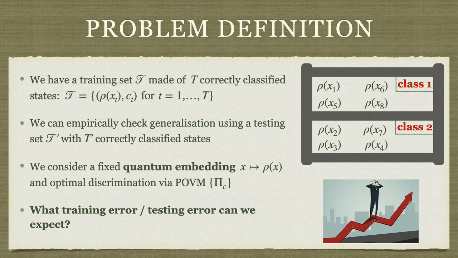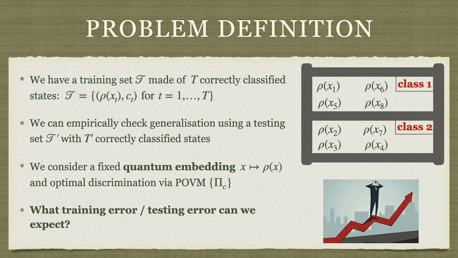Remember that we have a training set made of t correctly classified pairs, and we can build a classifier from these pairs and numerically check generalization by studying the classification error with the testing set. The testing set is basically similar to the training set, but with different pairs. These pairs were unseen during training, so they are completely new for the model.